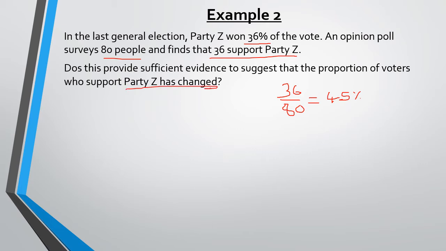Now it's important that we've got this has changed because my H0, null hypothesis, what I know before. Okay, I know before, last general election, it was 36%.